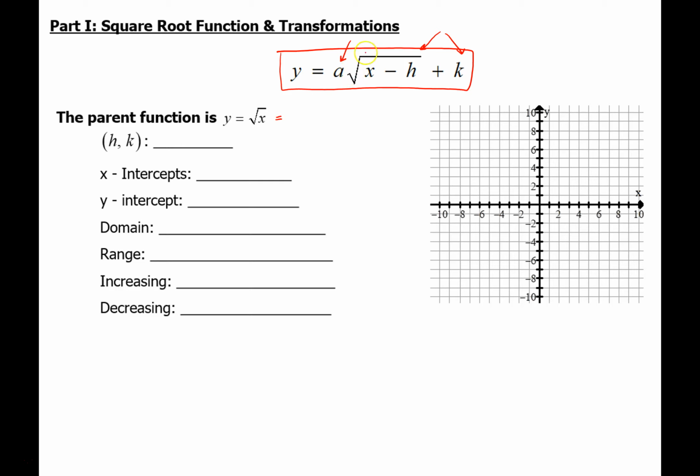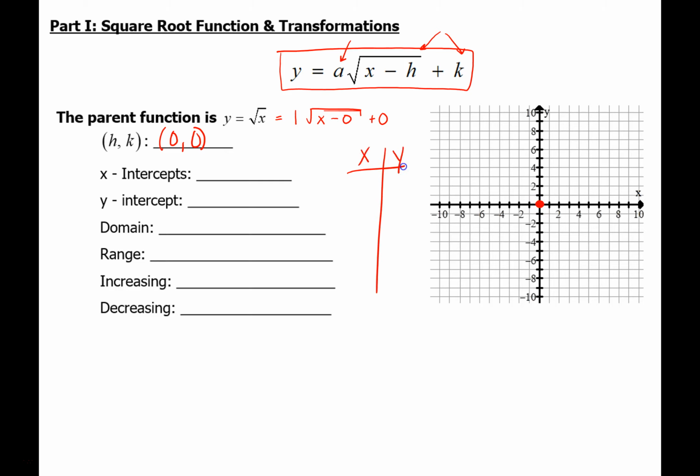This is a times the square root, so the number out here being multiplied is just 1 because it's not changing it. 1 times. The h value being subtracted from the x is nothing because there's nothing there to be taken away. And then the k value being added onto the outside is 0. So with that in mind, we have a, h, and k. So for our parent function for the square root, h, k is going to be 0, 0. And we'll come back to these characteristics after we get this graph. So I'm going to plot 0, 0 on the graph.